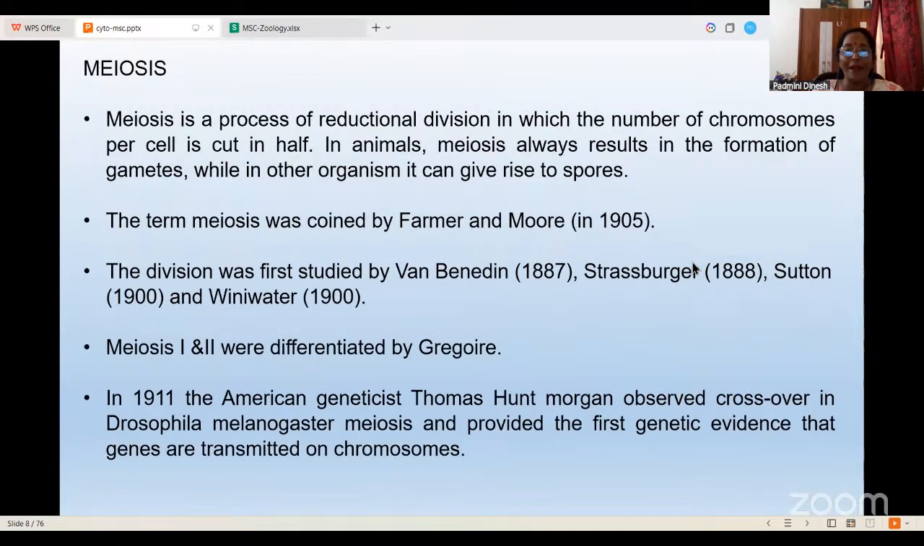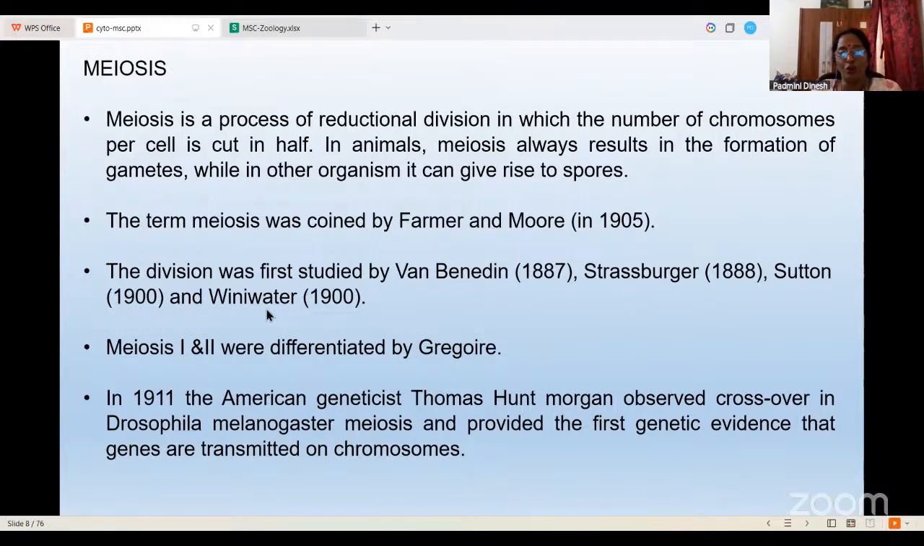Okay, now coming to meiosis. Meiosis is nothing but the reduction division in which the number of chromosomes is cut into half. That is, 46 is going to become 23 each. So this is called reduction division. The term meiosis was coined by Farmer and Moore in 1905, and this division was first studied by Van Beneden, Strasburger, and Winiwarter.